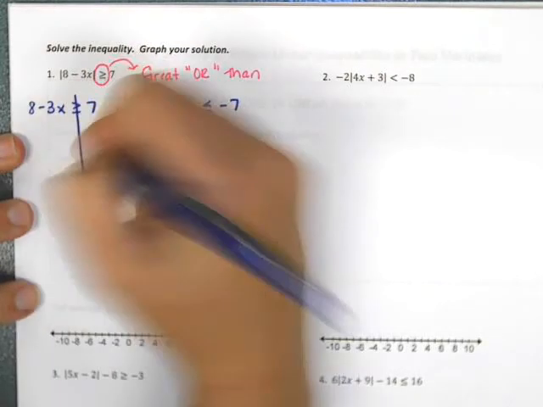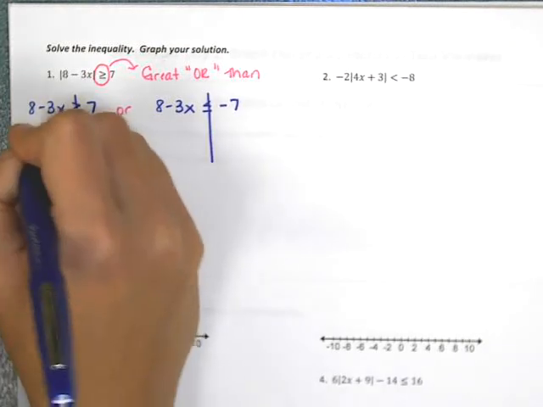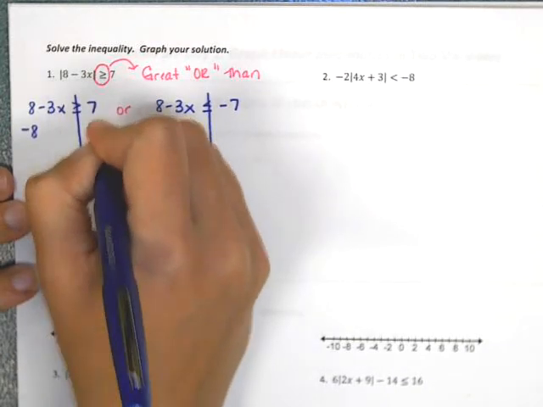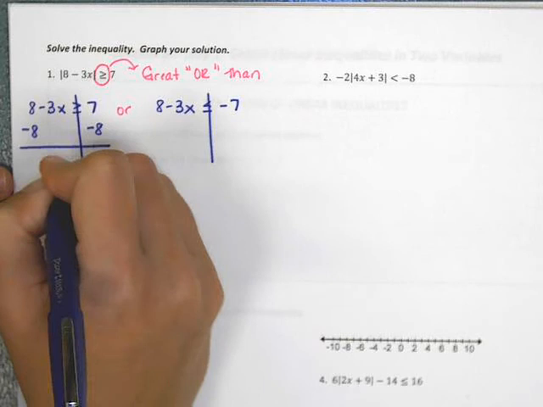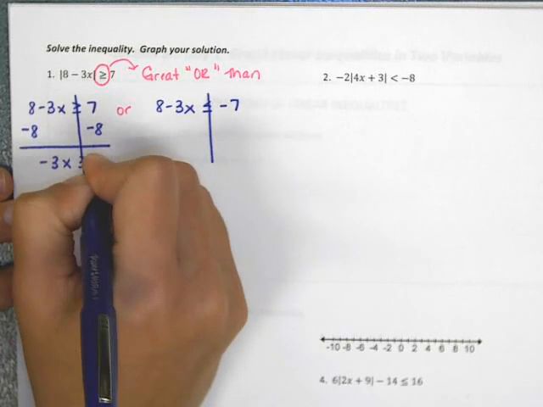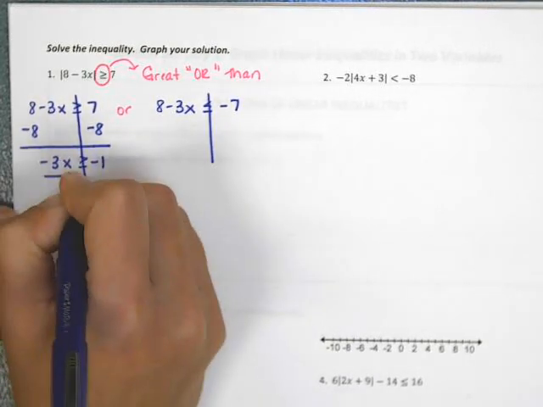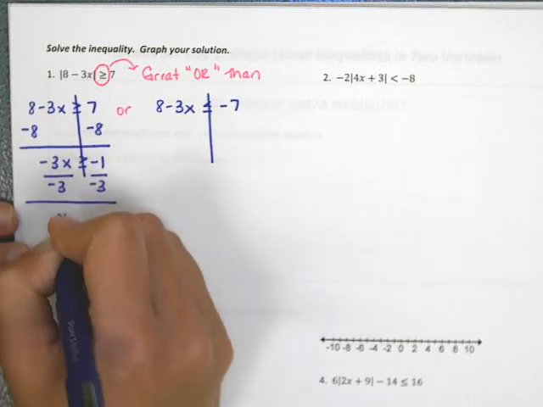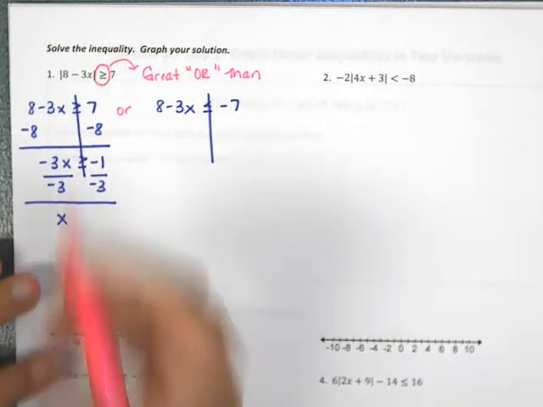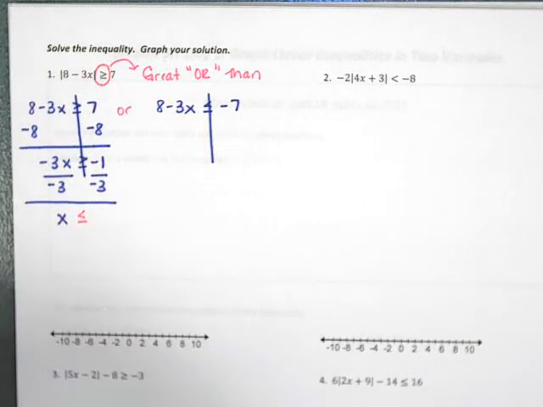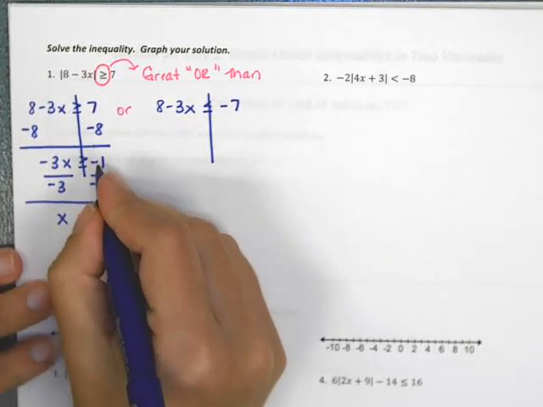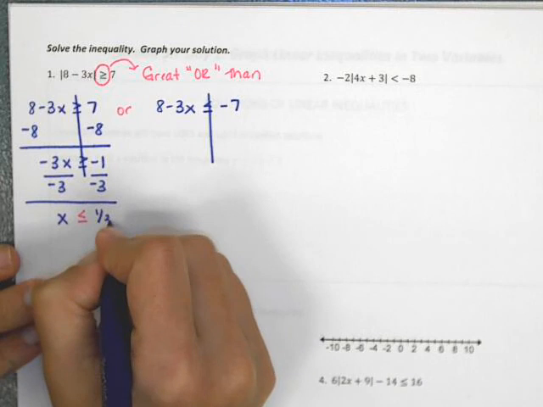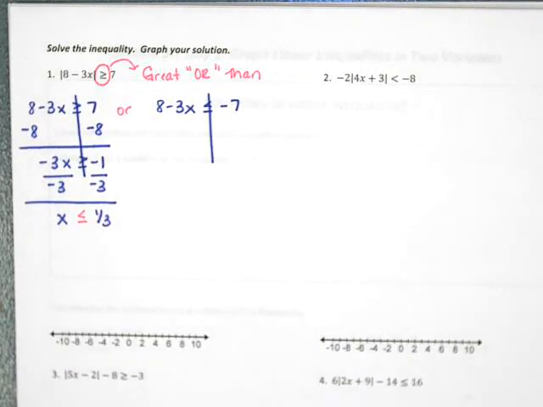So let's solve these. I'm going to subtract the 8 on both sides, and I get negative 3x is greater than or equal to negative 1. Then I'm going to divide by negative 3. Now I notice here I'm dividing by a negative, so my symbol is going to flip over, and since a negative divided by a negative is positive, I'm just going to change that to positive 1/3.